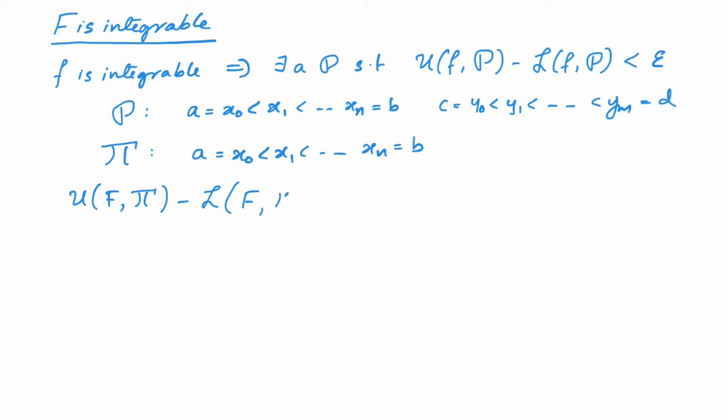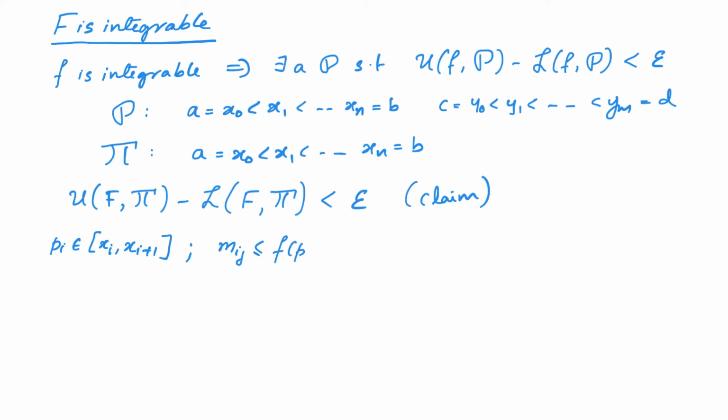And we are going to prove this. For now, just take it as a claim. And of course, we are going to use the fact that U(f,P) minus L(f,P) is less than epsilon. So let us see how we can use that. Let p_i be an arbitrary element in the interval x_i to x_{i+1}. Given such an element, notice that m_ij is less than or equal to f(p_i,y), which is less than or equal to capital M_ij.